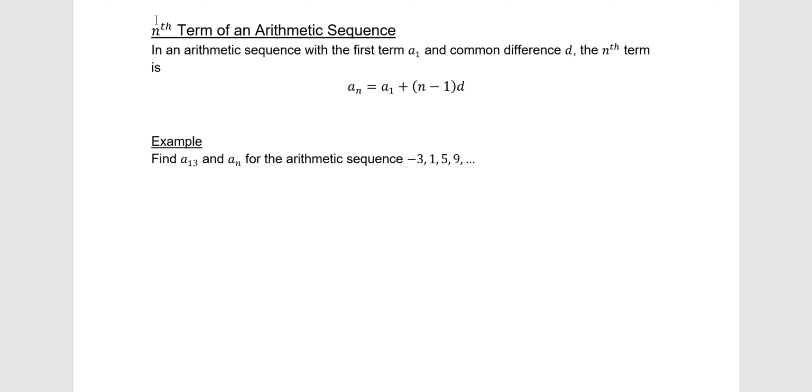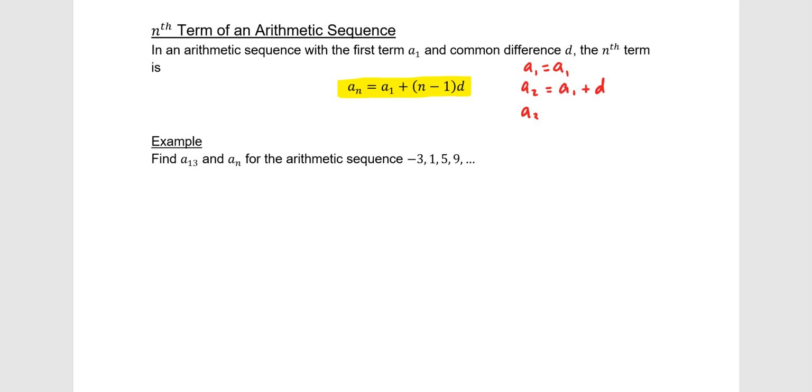And for the next thing, kind of putting this all together, is finding the nth term of an arithmetic sequence. In an arithmetic sequence with the first term a sub 1 and the common difference d, the nth term is given to us by a sub n equals a sub 1 plus n minus 1 times d. We can see why this is the case real quick. If we have a sub 1, we know that equals a sub 1. If we have a sub 2, we know that equals a sub 1 plus the common difference for an arithmetic sequence, which is what we've been doing.